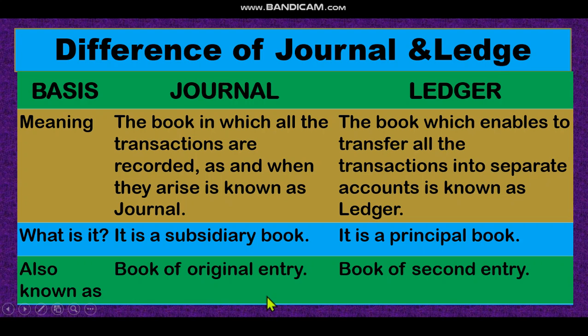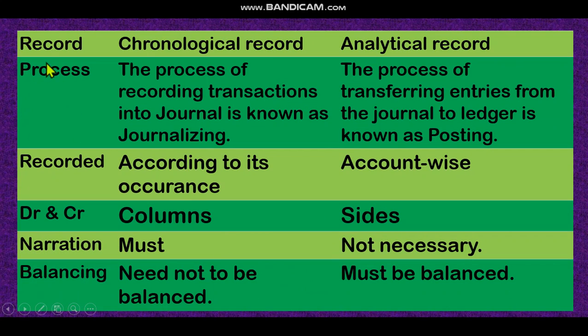On the other hand, ledger is known as the book of second entry. That means firstly we will record in the journal, then we will record in the ledger. There are some other differences also. In the journal we record according to chronological order, that means according to occurrence. In the ledger we will record analytically, that means after analyzing the transaction we will record it here.